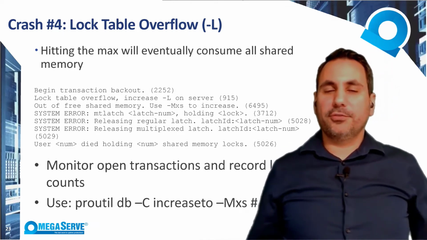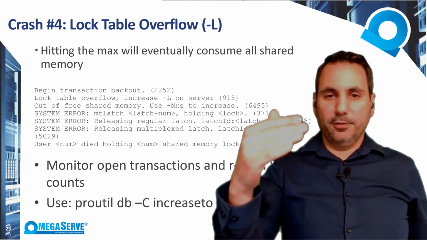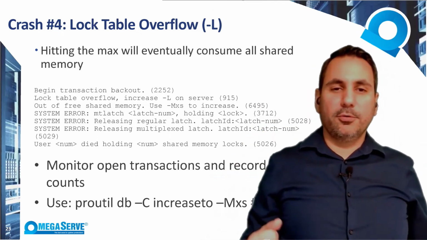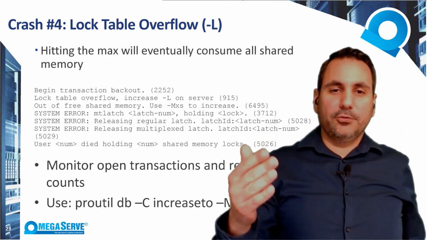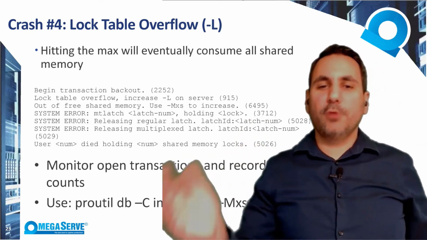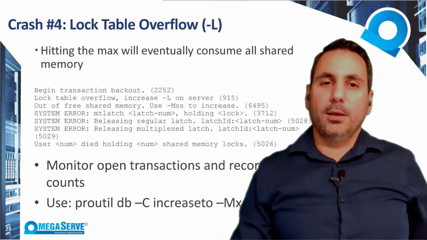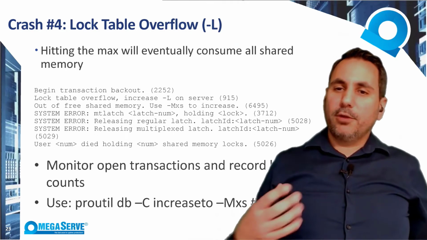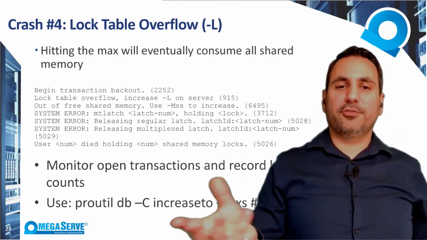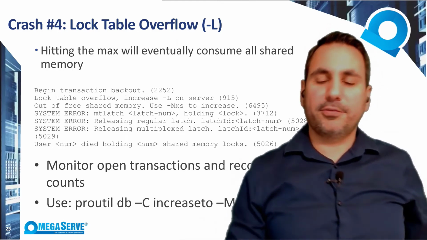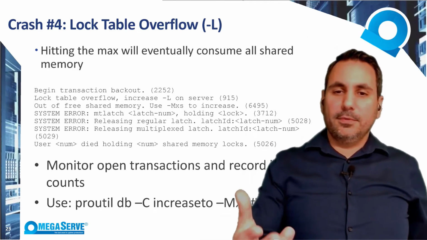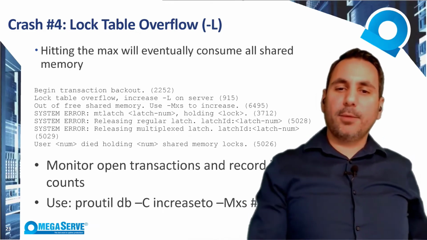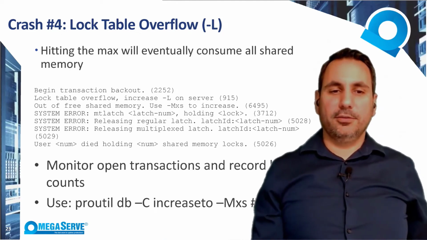The reason for that is that every time you hit that lock table limit, the lock table overflow, in order for Progress to continue to be able to function, it'll actually increment that lock table high watermark by 1. So if you were at 50,000, you're going to be at 50,001, and then the database will continue to run. But what most people don't know, and what I didn't even know myself, is that in order to increment that lock table, Progress needs to borrow from its shared memory pool, from its excess shared memory pool, that -Mxs parameter. And every time it does this, it uses that memory, and eventually that shared memory gets exhausted, and then you end up with an error message like this: you're out of free shared memory.